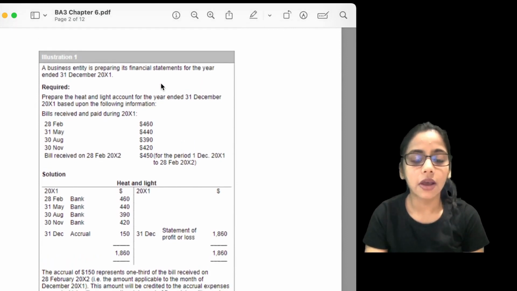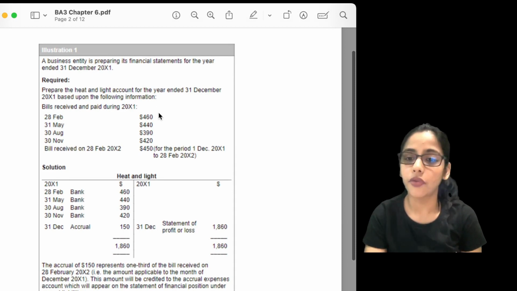This says that a business entity is preparing its financial statements for the year ended 31st December 2011. They've listed all the heat and light expenses for that period, which are in Feb, May, August and November, and the bill received on 28th Feb says 450 for the period of 1st December to 28th Feb. So December, Jan, Feb, 3 months. That bill is particularly paid in November.